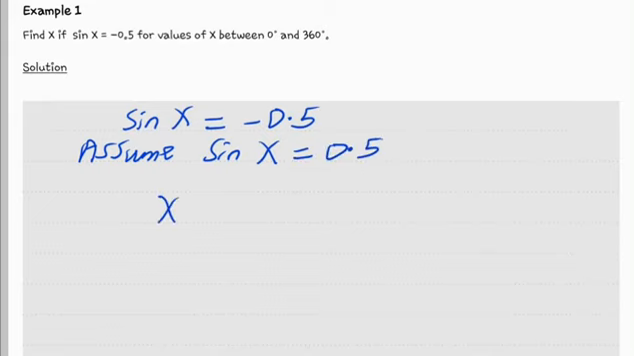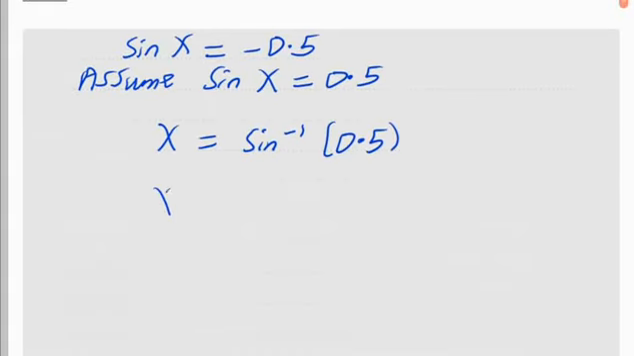So x will be equal to arc sine 0.5, and x will be 30 degrees. Okay, now this is 30 degrees because we assume there's no minus or negative in front of the 0.5.